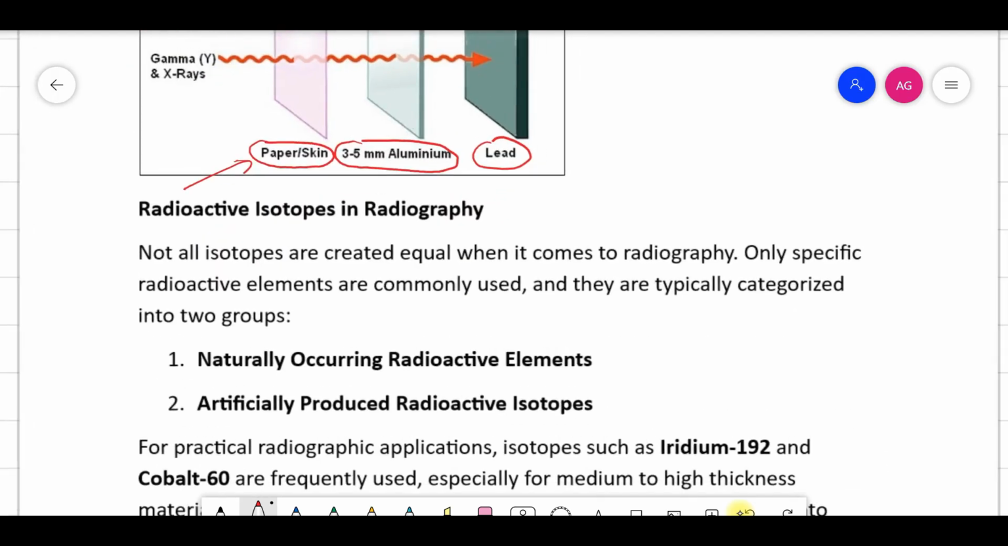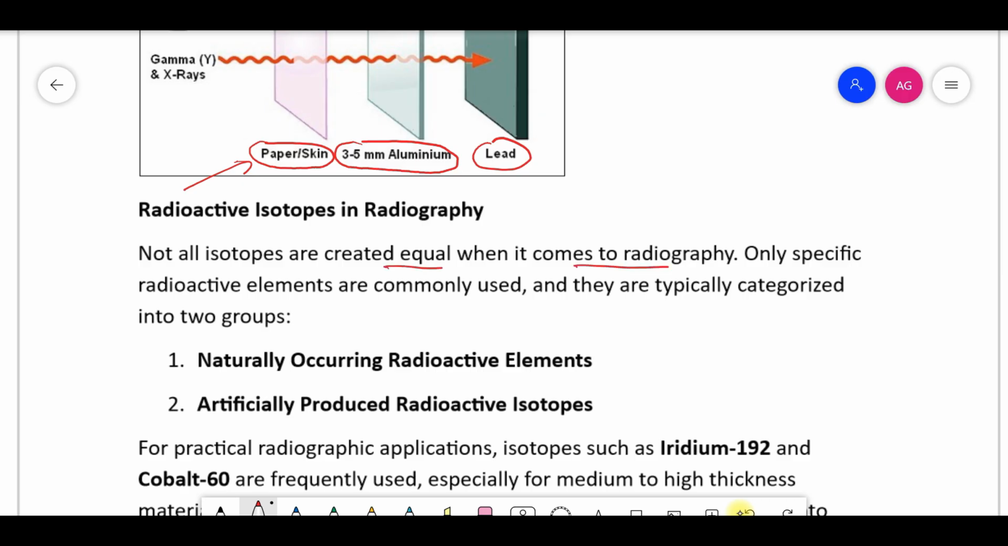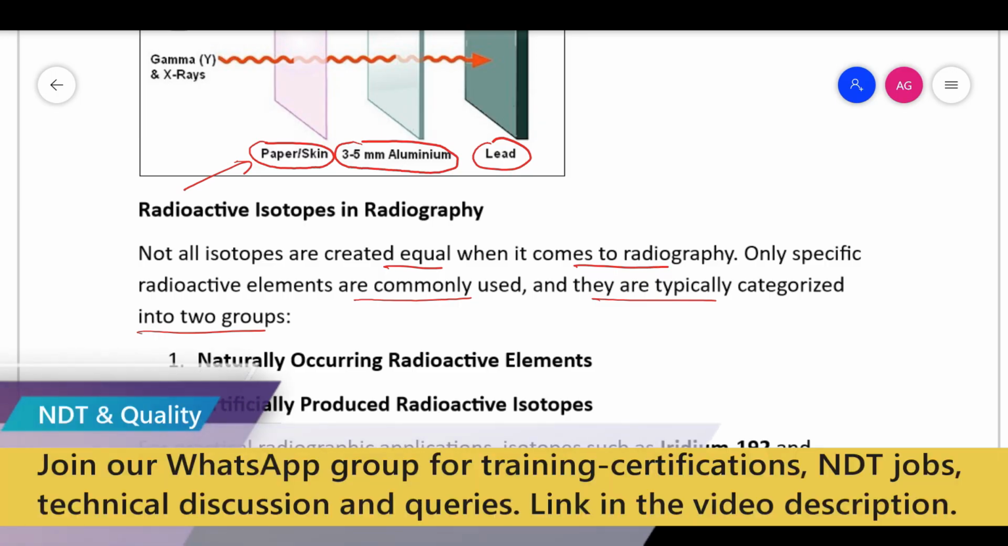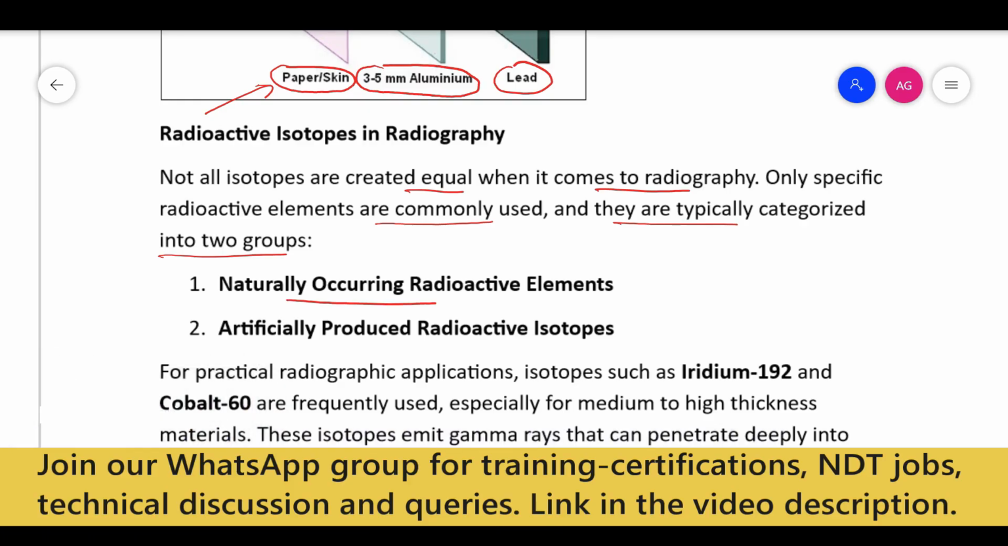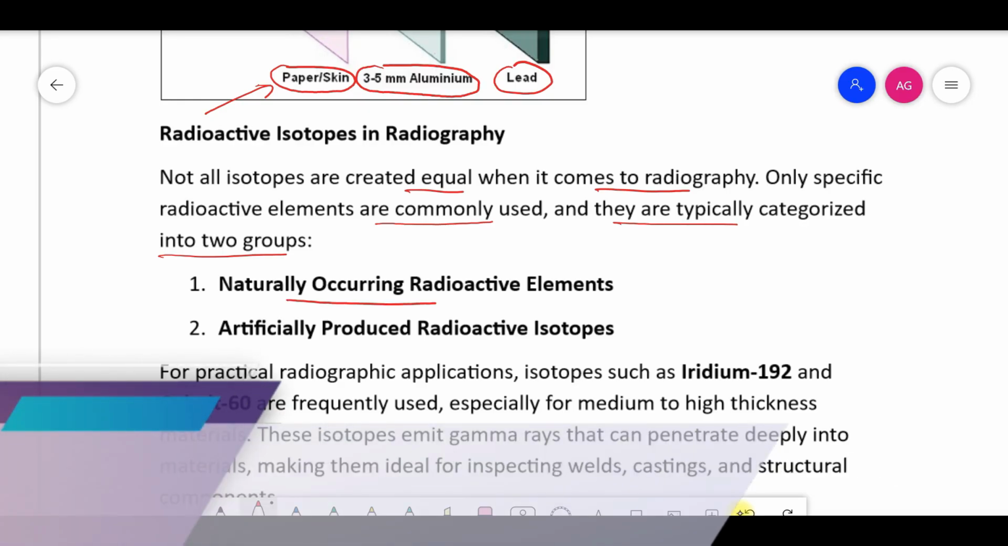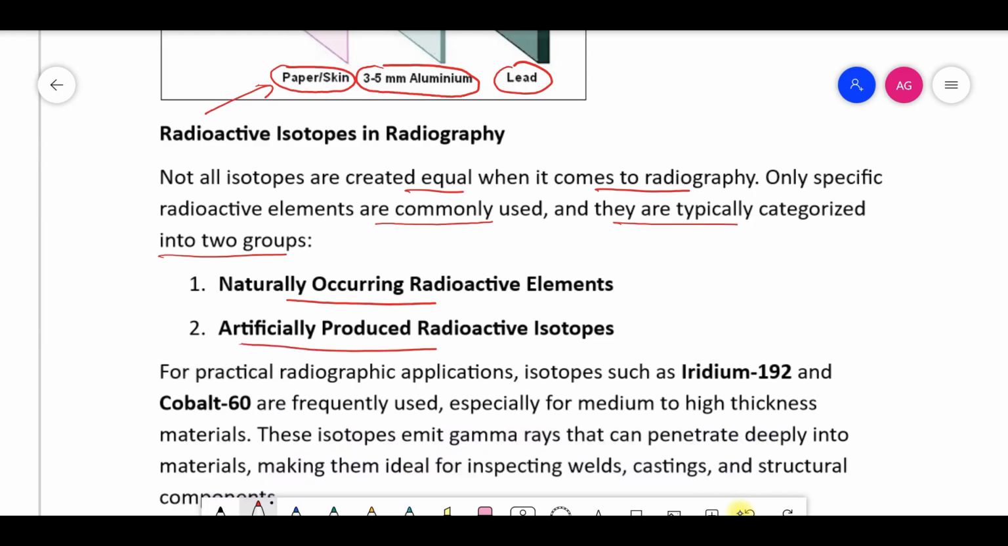So, radioactive isotopes in radiography. Not all isotopes are created equal when it comes to radiography. Only specific radioactive elements are commonly used and they are typically categorized into 2 groups. Whenever we talk about radioactivity, there are 2 ways in which you can generate it. One is naturally occurring radioactive elements, which means you will get radioactive elements naturally. Second is artificially produced radioactive elements. By using artificial elements we do actual radiography testing.